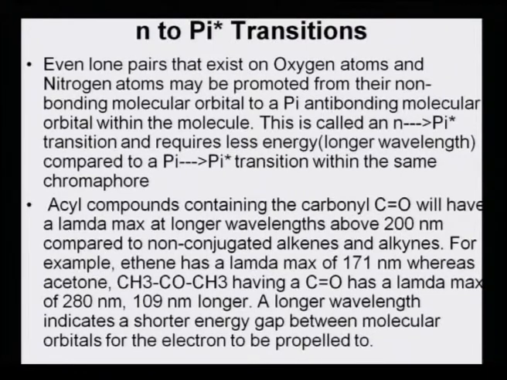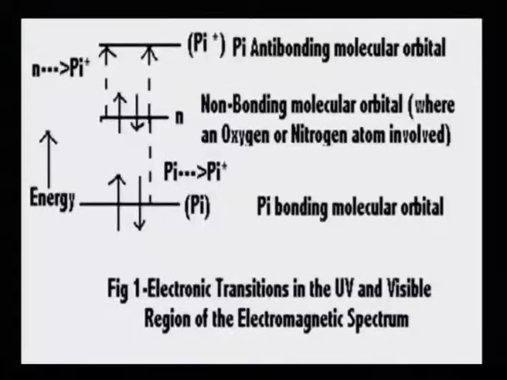A longer wavelength indicates a smaller energy gap between the molecular orbitals for the electrons to be propelled to. I just explained that n to pi star is like this with a smaller gap, and pi to pi star is like this with a longer gap. So the shorter the gap, the less energy will be required; the longer the gap, the larger the energy required for transition.